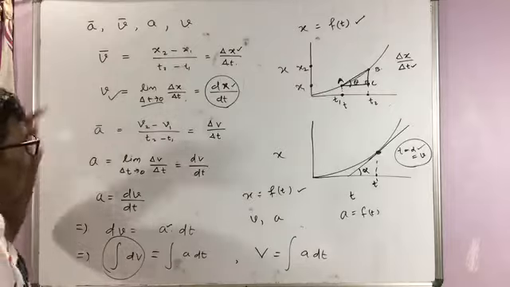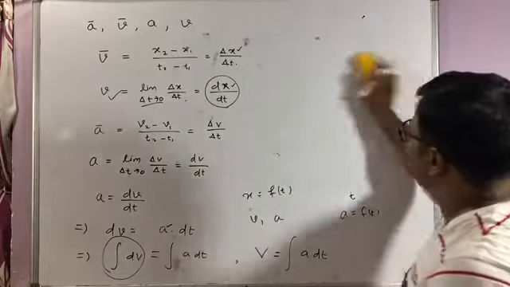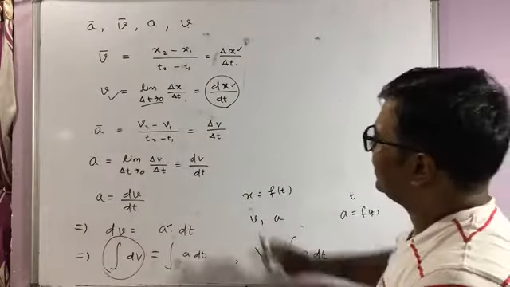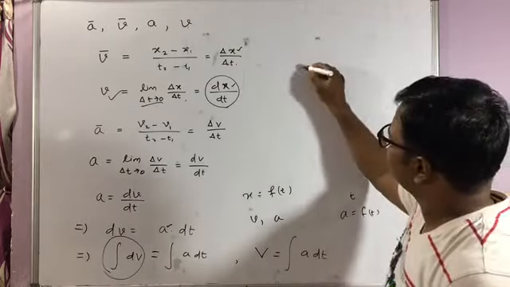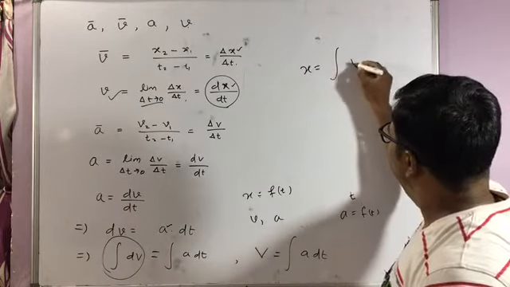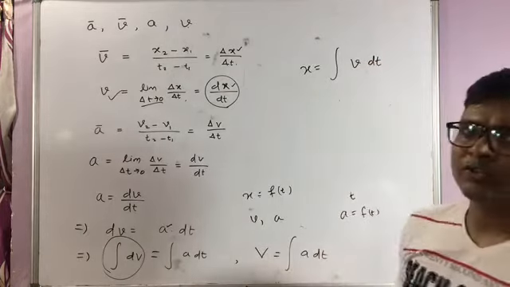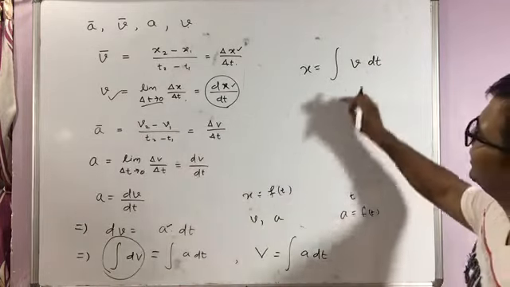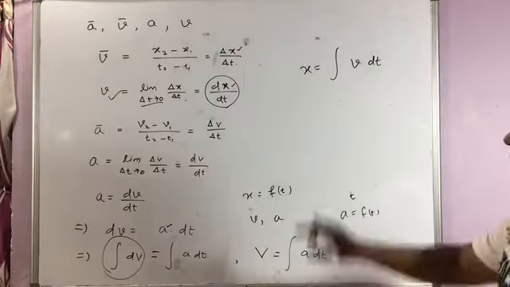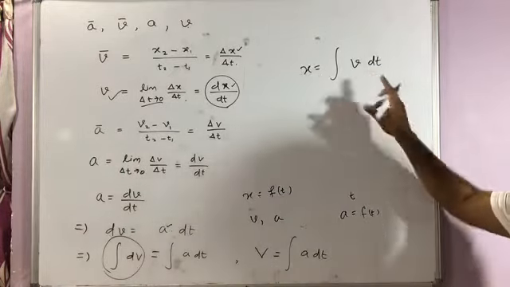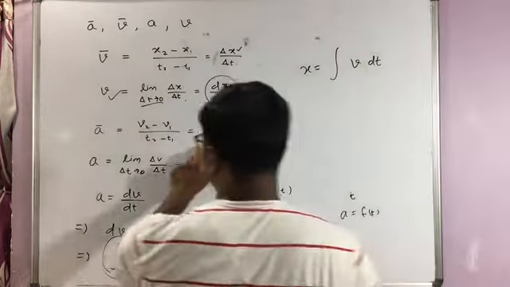Similarly, in this case, if velocity is the derivative of displacement, then displacement is nothing but the integration of your velocity function. If you take a proper time limit, you can find the value of your position, and you can get those functions. But basically, let me summarize it.